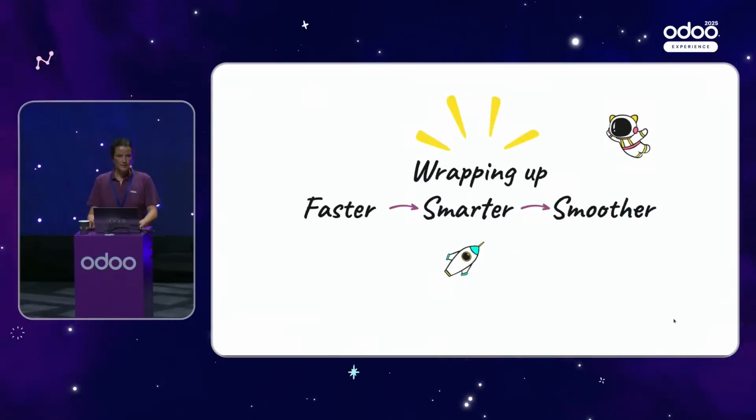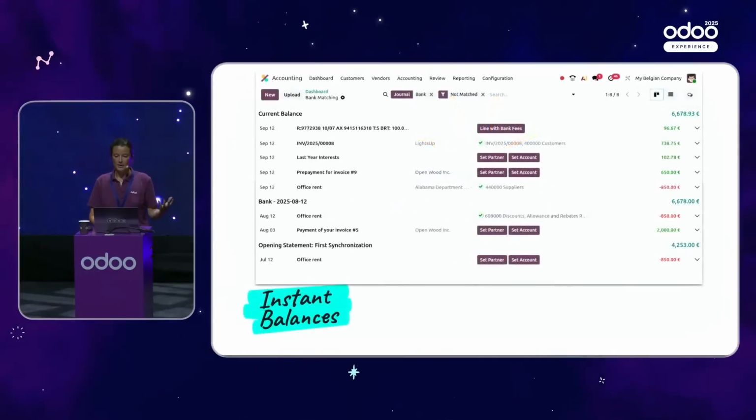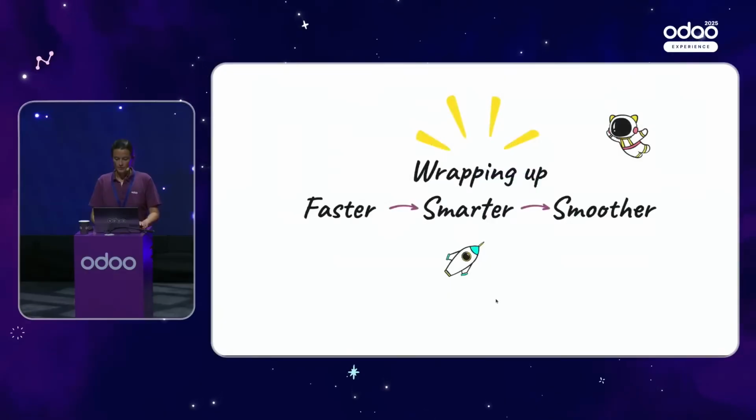So Odoo 19 is much faster, much smarter, and much smoother. It is much faster thanks to the redesigned screen. Odoo creates perfect matches for me automatically, thanks to the 3 criteria. On top of that, we can reconcile draft invoices in one click. And the next thing that you see here, you have instant balances, so you don't need to click everything open. So that's much faster, sorry.